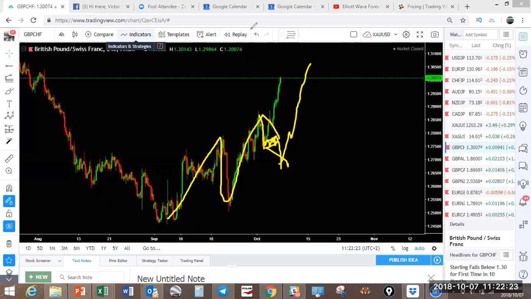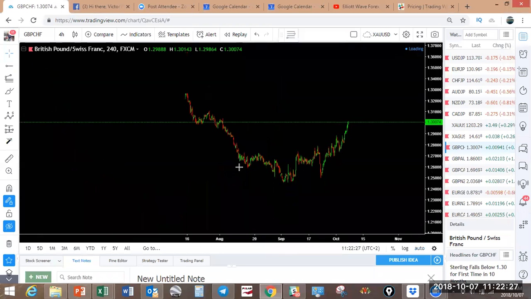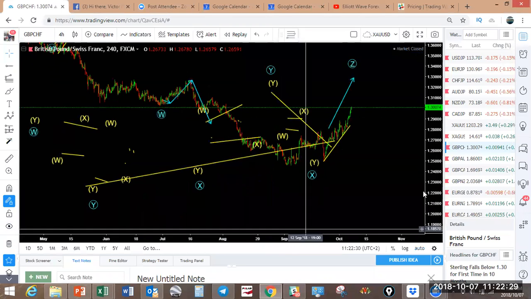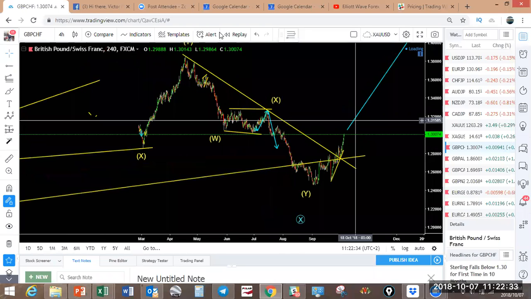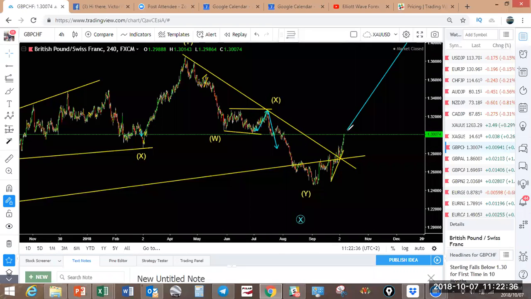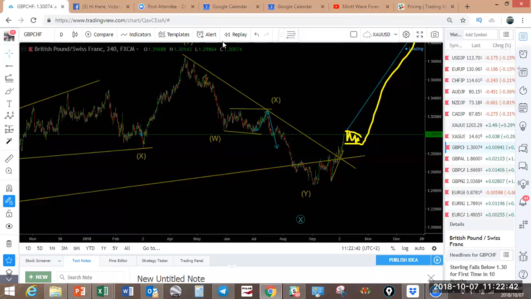So now, if we can't really see the structure on... Okay, we can actually do that. We can see the structure on pound chief. So that's the structure. We're looking for this to go all the way up now. It has reversed. Now you're looking for corrective structure to push higher. Just look at the daily and you'll see how far we're going on the pound pairs.